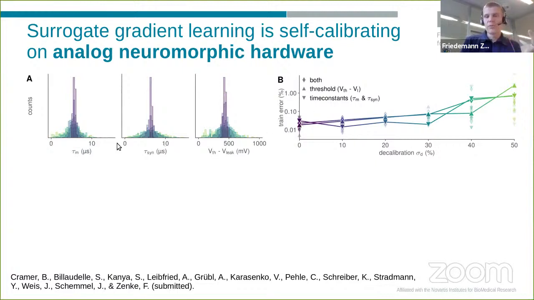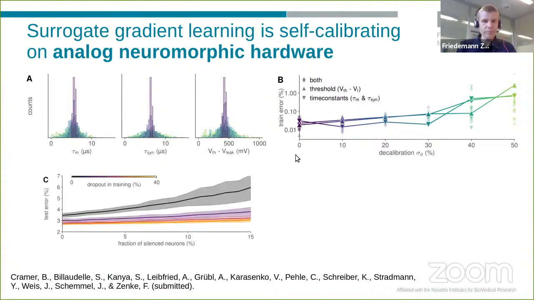So there's a lot of heterogeneity in these neurons. So these are the corresponding distributions for membrane time constants, synaptic time constants, and the threshold or the bias current, essentially. So these neurons can be very dirty, but if training can take this into account somehow, it can be all incorporated and might even help in some cases to solve the problem.